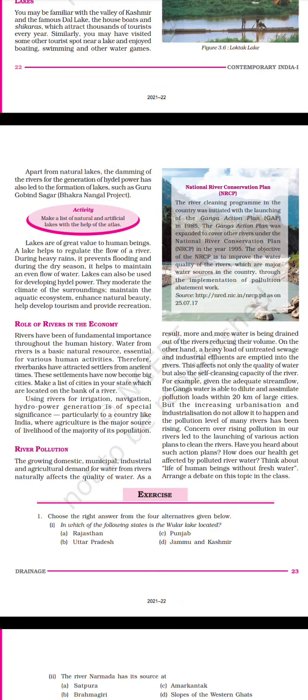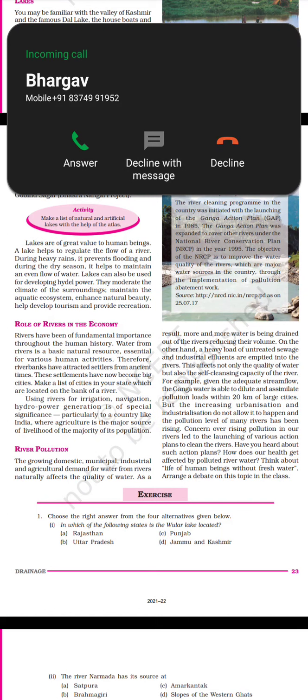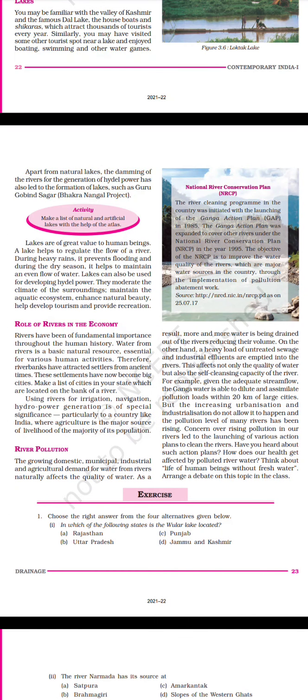River pollution. The growing domestic, municipal, industrial, and agricultural demand for water from rivers naturally affects the quality of water. As a result, more and more water is being drained out of the rivers, reducing their volume. On the other hand, a heavy load of untreated sewage and industrial effluents are emptied into the rivers. This affects not only the quality of water but also the self-cleansing capacity of the river.